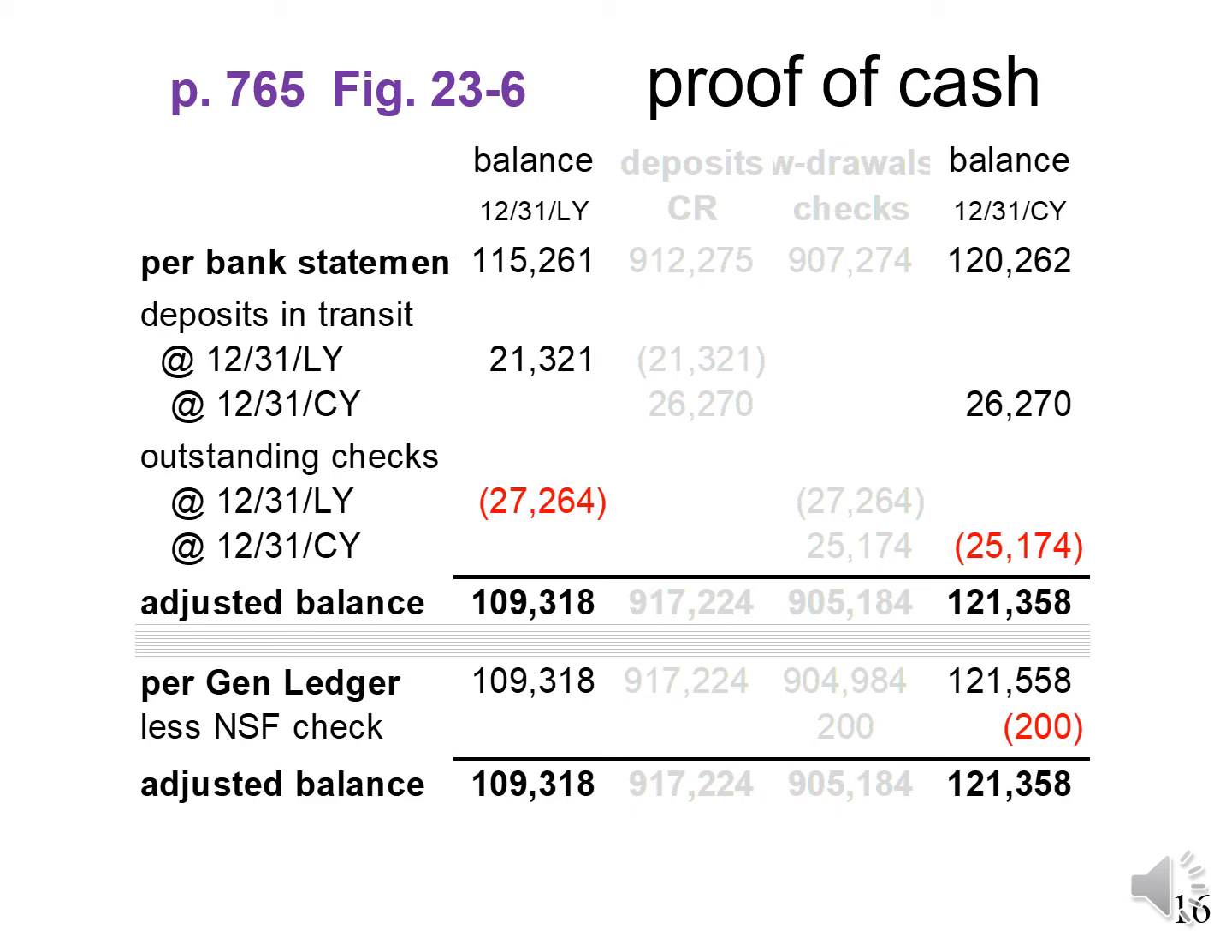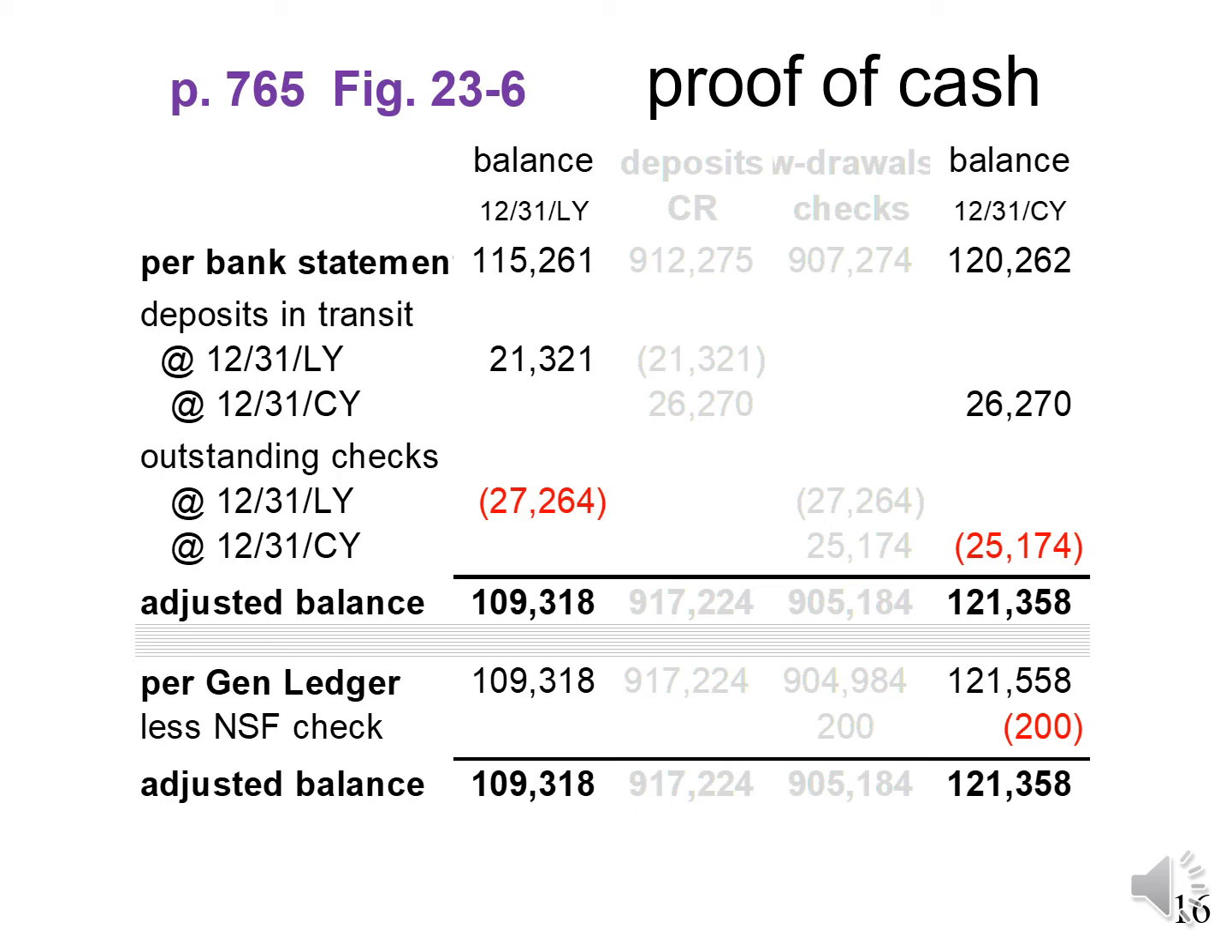The left-hand column is 12/31 from last year. Now I'm going to walk across, hopefully it's obvious, just the top line there. The bank said we had $115,000 last year on 12/31. They accepted deposits of $912,000. There were withdrawals of $907,000. The ending balance is $120,262. Let's do that again for the general ledger.